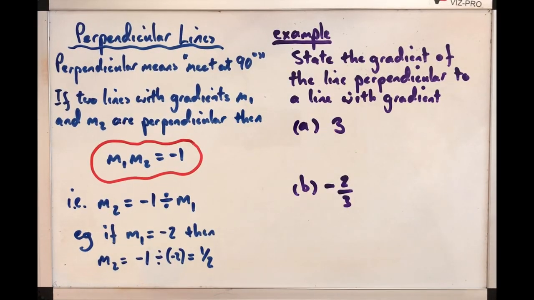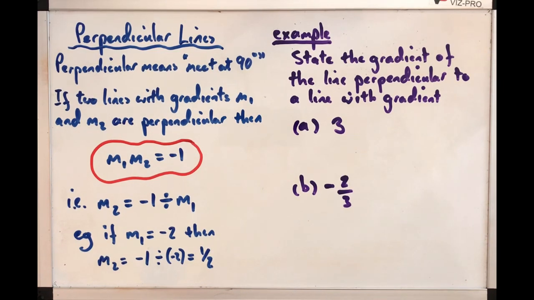Let's look at the second bit of today's video, and that's perpendicular lines. Perpendicular just means meet at 90 degrees or a right angle. And if two lines with gradients m1 and m2 are perpendicular, then m1 m2 equals minus 1. That is, when you multiply their gradients together, it will give you minus 1.